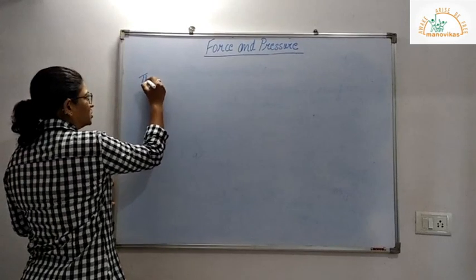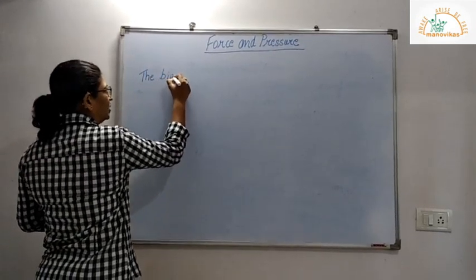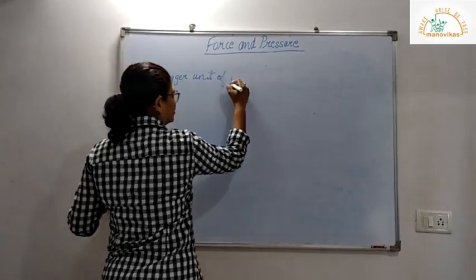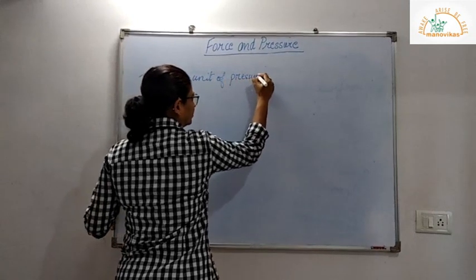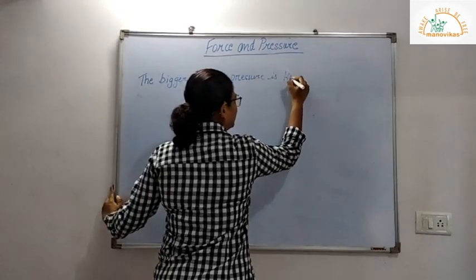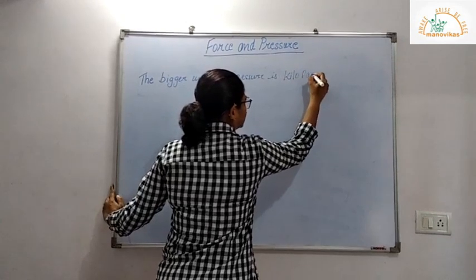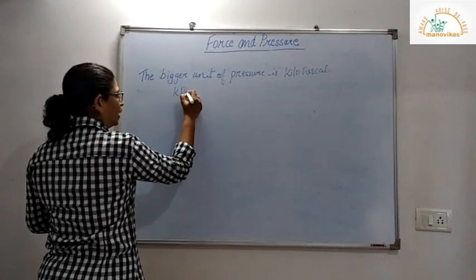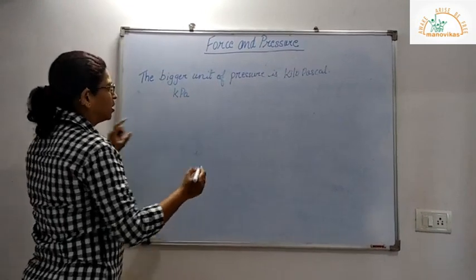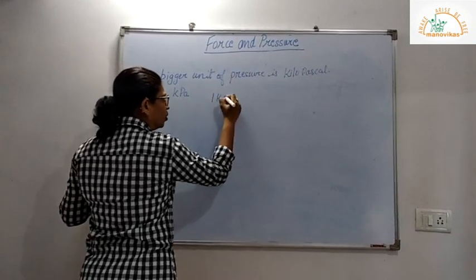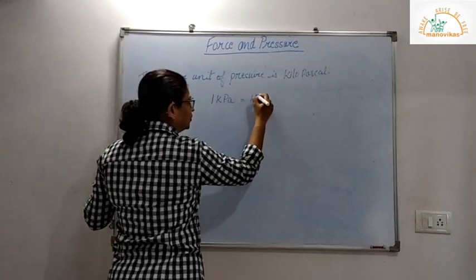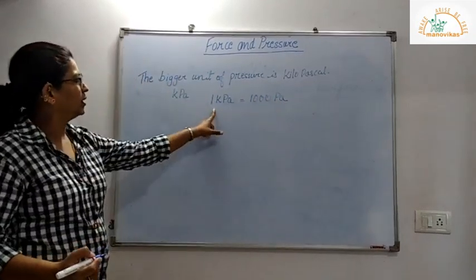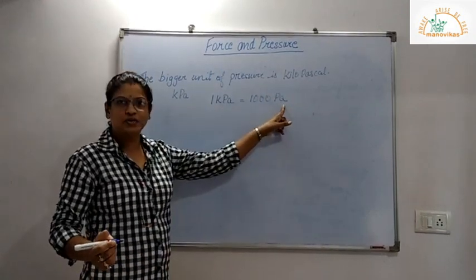Now the bigger unit of pressure is kilopascal, and the symbol for that is kPa, where 1 kilopascal is equal to 1000 pascals.